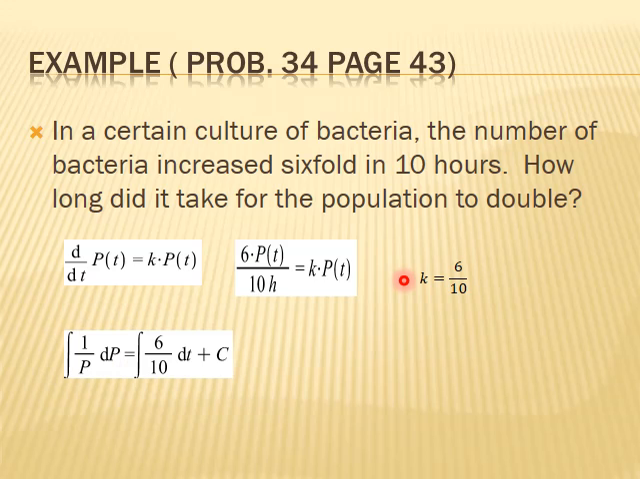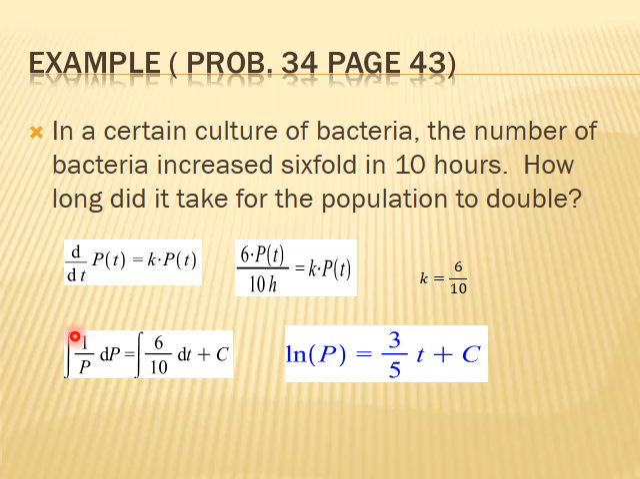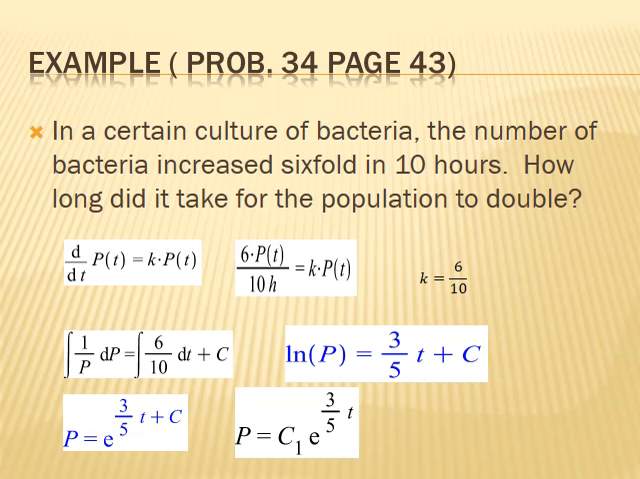So I can plug that k back in, separate my differential equation, bring the p's over here, bring the dt's over to the right, and I get these integrals. This integral is going to be the log of p. This is just going to be our constant 3/5 times t plus some constant. I need to find population p, so I need to take the exponential of both sides. Again, I want to get the constant out of the exponent, and I do that by applying properties of exponents.